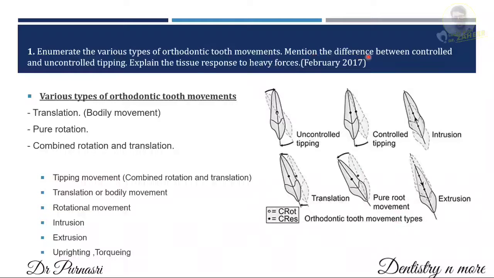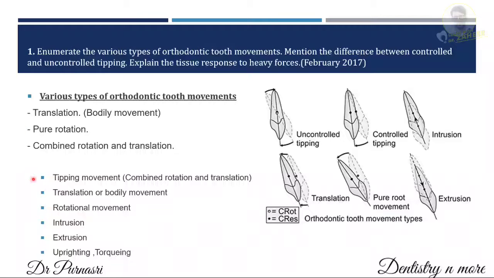Then mention the difference between controlled and uncontrolled tipping. Explain the tissue response to heavy forces. So the various types of tooth movements, basically there are three types: translation, that is bodily movement, pure rotation, and a combined rotation and translation. These are the three basic types.